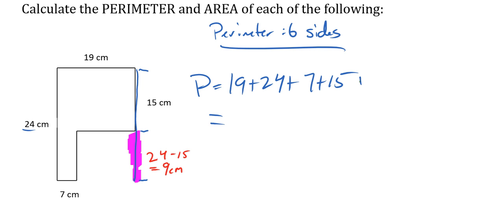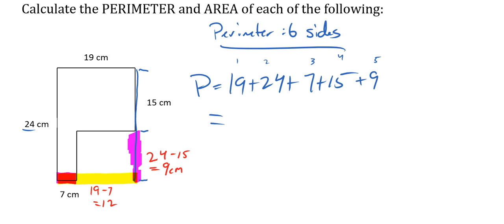So, plus 9. I've got 1, 2, 3, 4, 5 things now, but I'm supposed to have 6. So what's the last thing that we have to do, Jamarli? 19 take away 7. Nice. It's 19 all the way across. And if I take off the 7, what am I left with? So this is going to be 19 minus 7, 12.